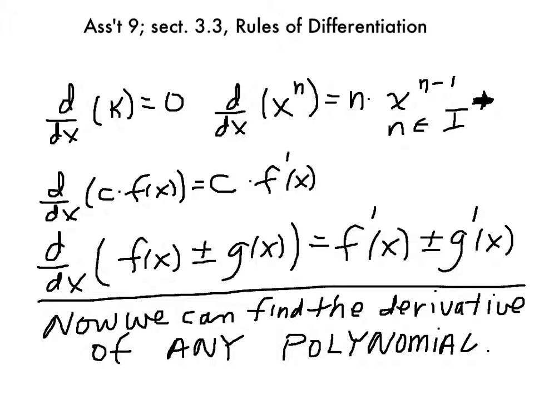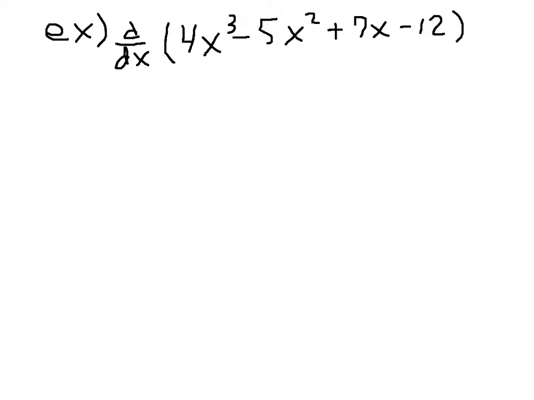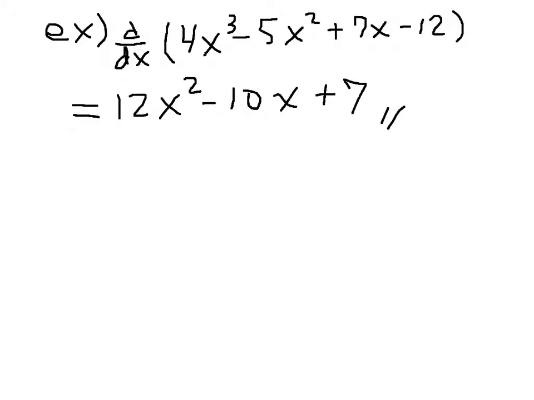You should be able to understand at this point that when we put these four rules together, we can now find the derivative of any polynomial at all, and that's a big deal. For example, if we're trying to take the derivative of this polynomial that we're looking at, using the rules that we have, we can see that this derivative will equal 12x squared minus 10x plus 7. It's really quite easy to take the derivative of any polynomial at all.